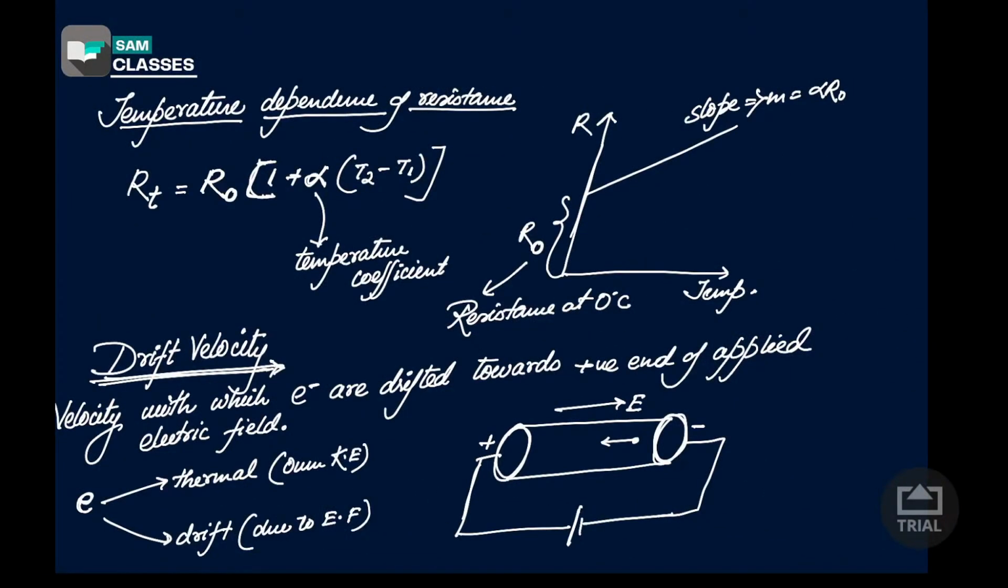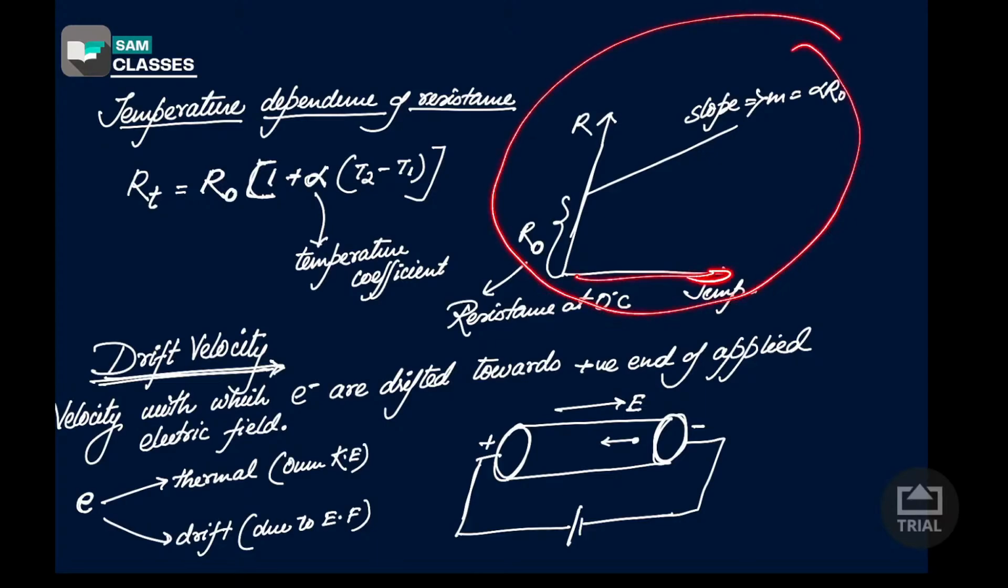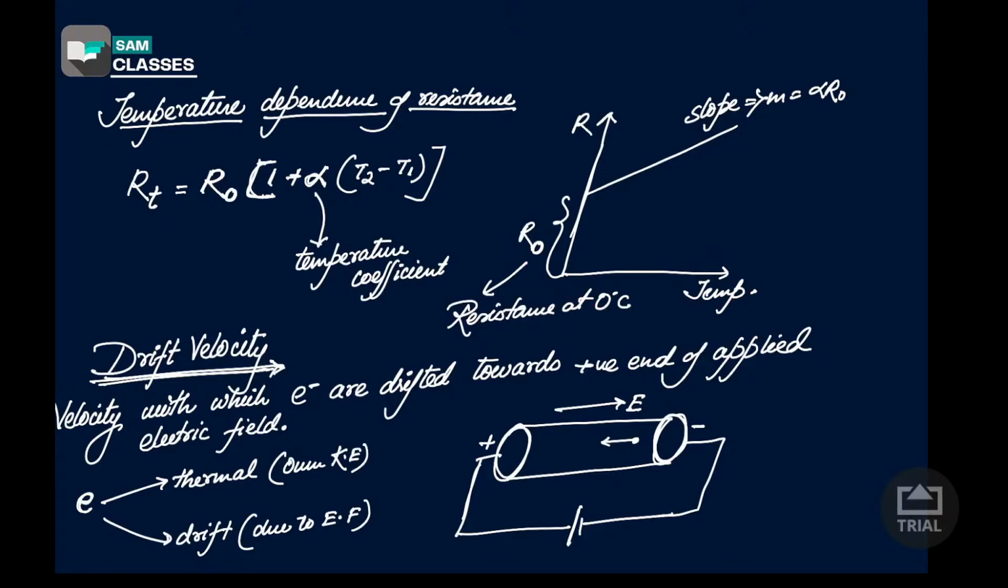Chalo. In this page, students, we'll see the temperature dependence of resistance. Means with the help of temperature, how much change will come in the resistance. So what you can see from this graph, if I'm increasing temperature, this resistance value is increasing. That is simple.